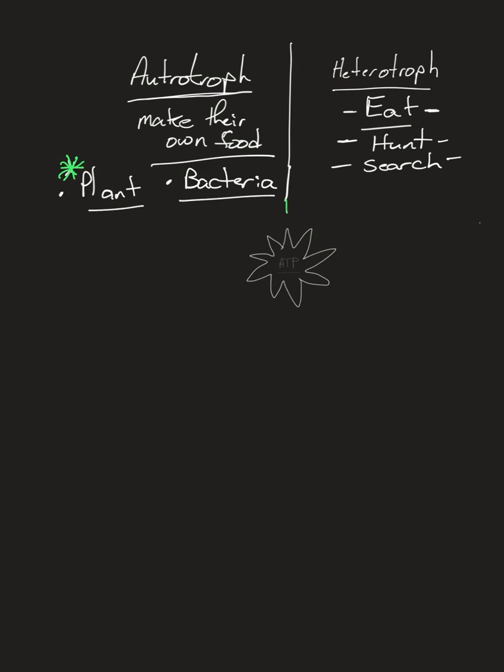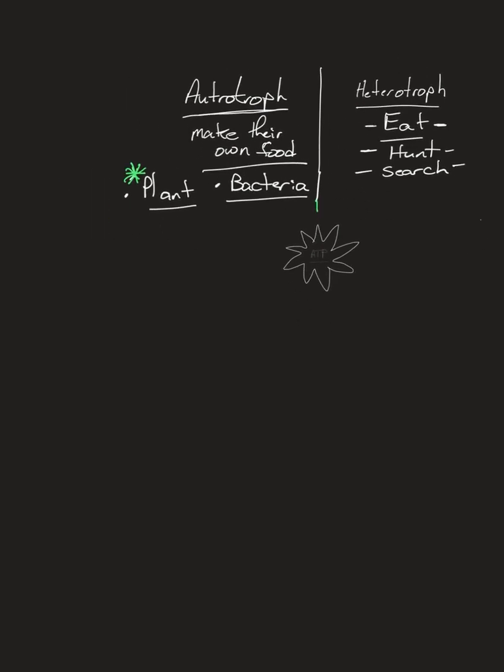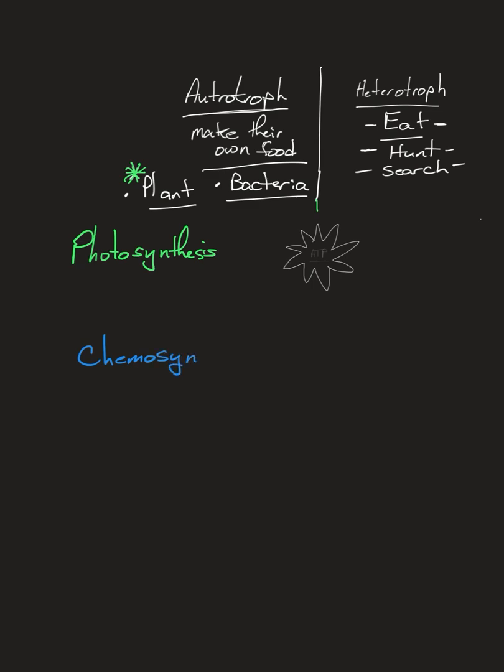There's two ways to make your own food, and the one way, the biggest way on this planet anyways, is photosynthesis. The other way is something called chemosynthesis. All right. It's not as important to life on this planet, at least on the big scale. When you look at the mass of life, it really depends on photosynthesis.